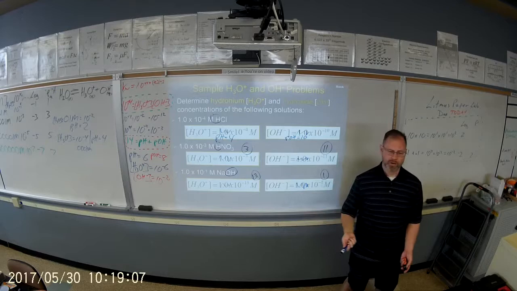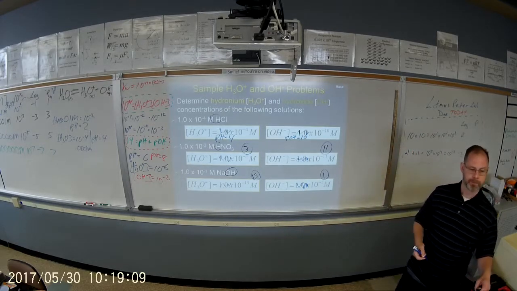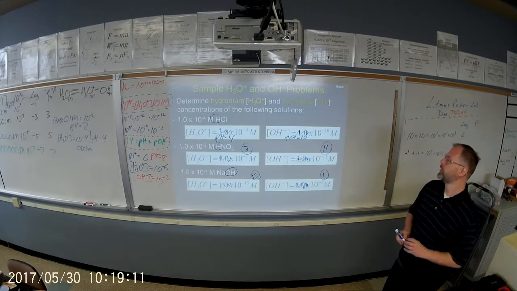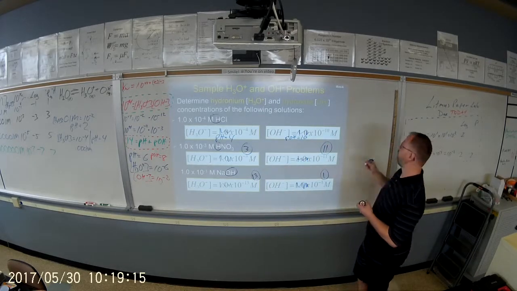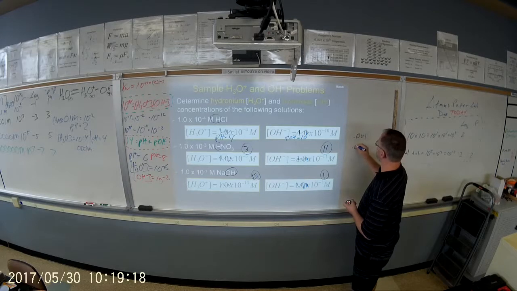Okay? How is hydronium bigger on the second example? Because 10 to the negative 3 is bigger than 10 to the negative 11. Oh, okay. Then negative 3 is 0.001, then negative 11 is 0.00000000001.